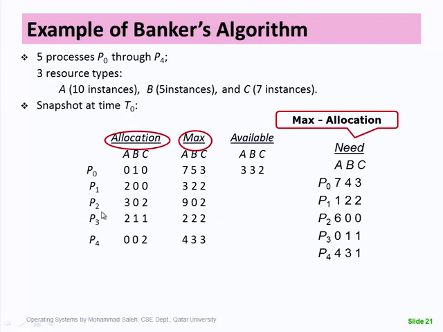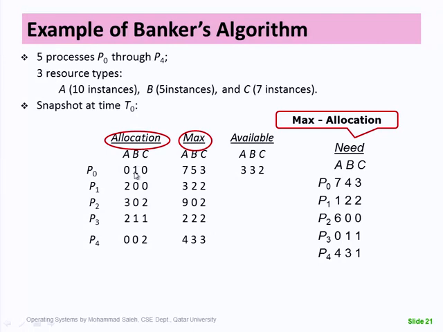For example, here P2 claims that it will never need resource B, which means it should never request it. Okay? And it will never need more than 2 resources of C. Means it should never request more than 2, and this is including the ones that it has. Okay? So this is Max. And this is Available, which I will explain in a while.